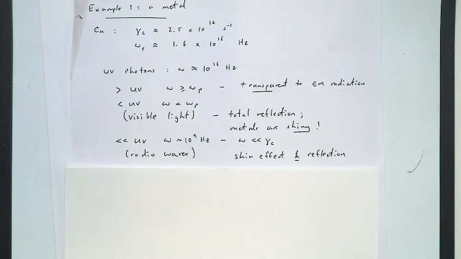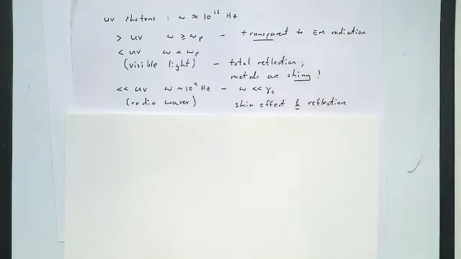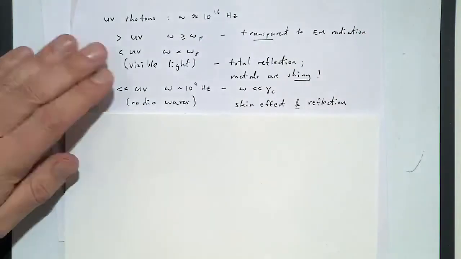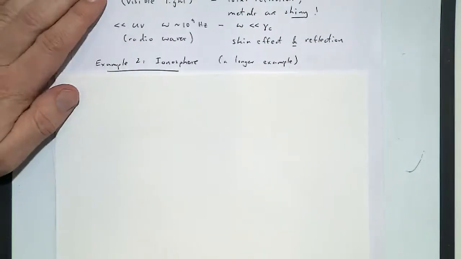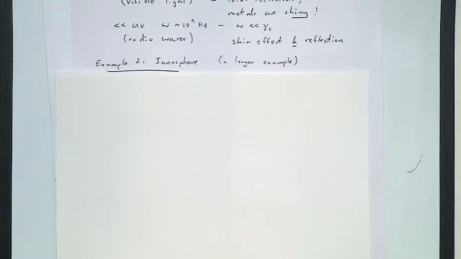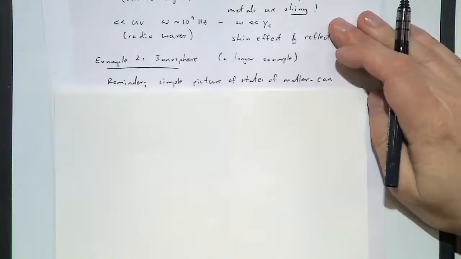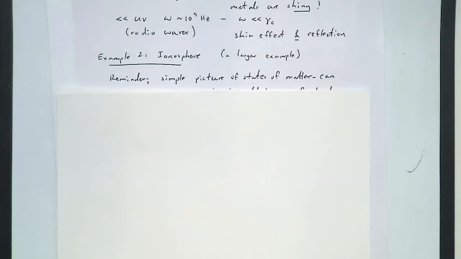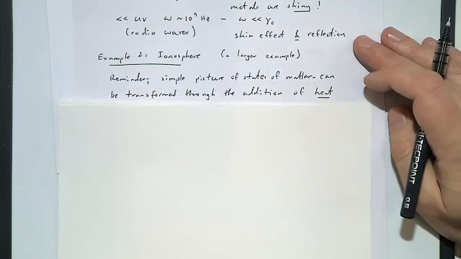So let's think about another example, which is a more tenuous plasma. I'm going to talk about the ionosphere. I'm going to sketch over this. It's all in the notes, but I'm going to talk you through this one. Now, what's happening in the upper atmosphere? Up there, above, say, 50 kilometers or so, there's quite a lot of UV radiation.